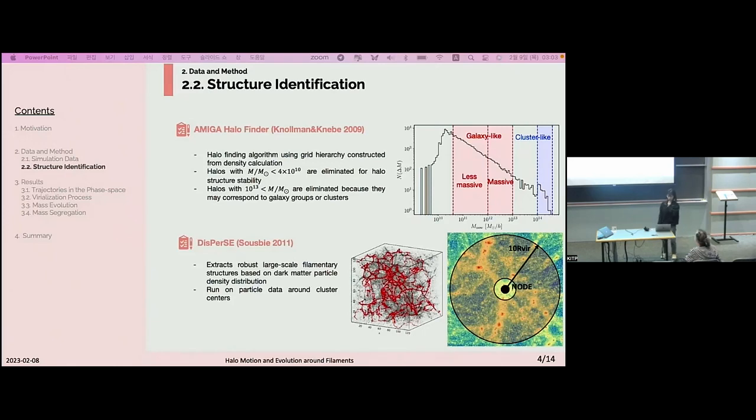I didn't use all the data. I cut the mass cuts to make the galaxy halo data and also the cluster-like halos. Cluster-like halos are those halos with mass over 10^14 solar mass, and around the cluster center, I ran DisPerSE on the dark matter particles around these cluster centers to find the filamentary structures. So especially this region.